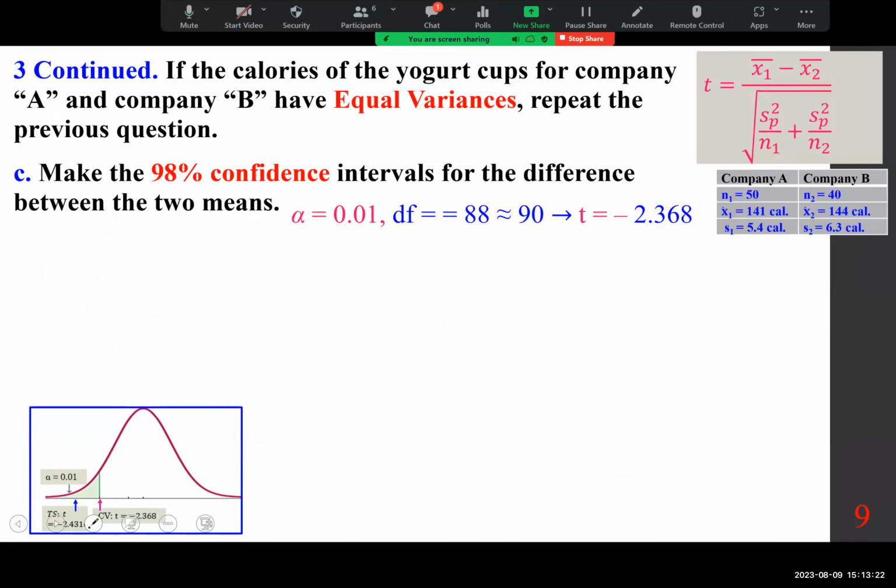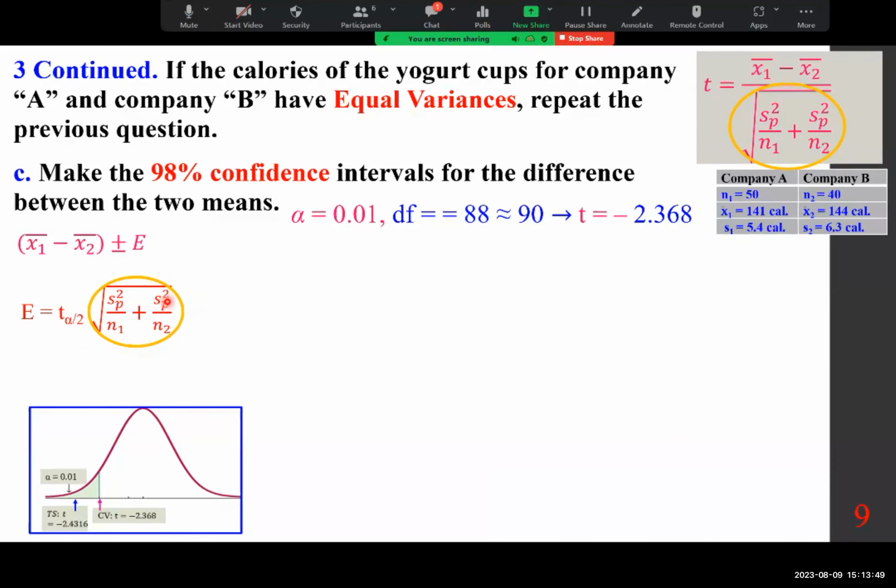Now we're going to get the same question. We want to find the 98% confidence interval, and we're going to use basically the same formula, x1 bar minus x2 bar plus minus E. And this is the formula. Now take a look at the test statistic formula. I'm going to remind you. And look at the E, which means this number and this number must be identical. And therefore, you don't have to recalculate. Just grab it from your previous calculation.